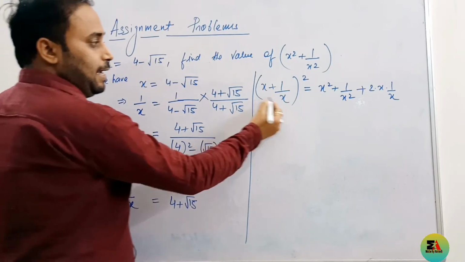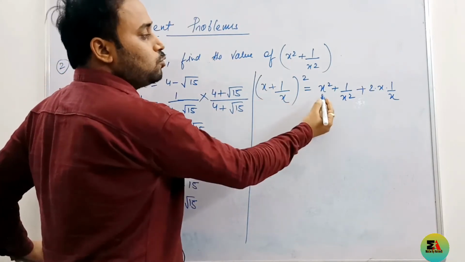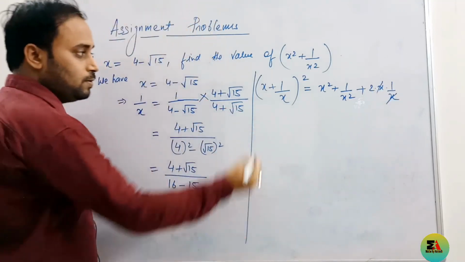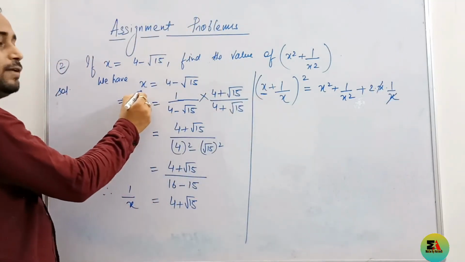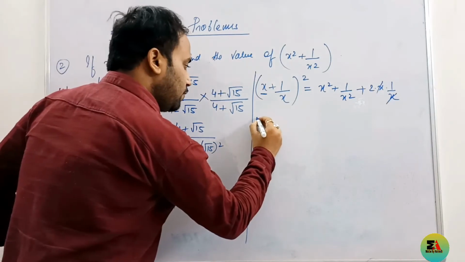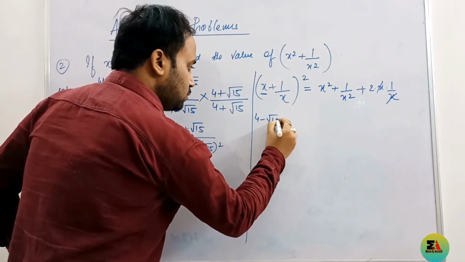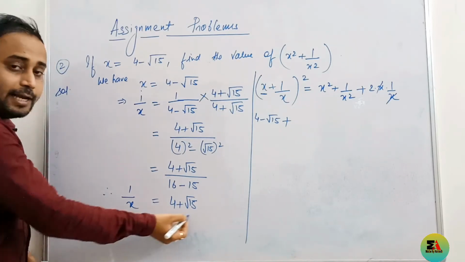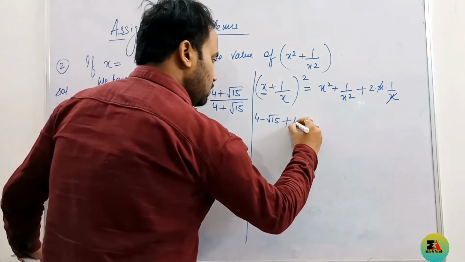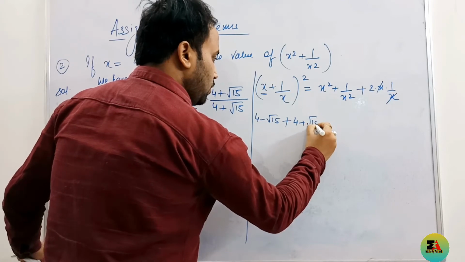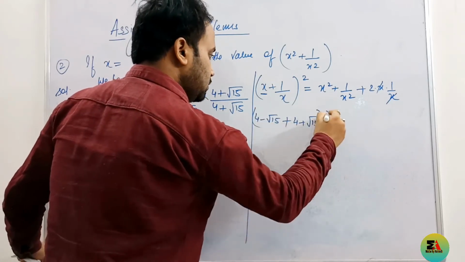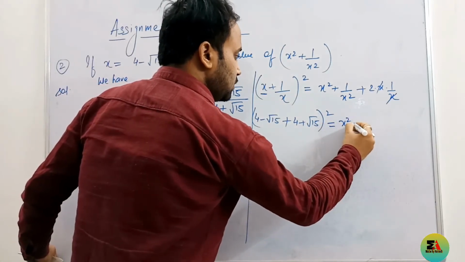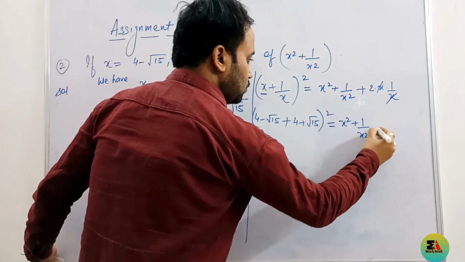We have to use (a plus b) whole square. (a plus b) whole square is a square plus b square plus 2ab. This x will be cancelled out. Now the value of x is already given in the question, 4 minus root under 15 right here, plus the value of 1 by x which we have already calculated here, 4 plus root under 15. This whole square is equal to x square plus 1 by x square plus 2.